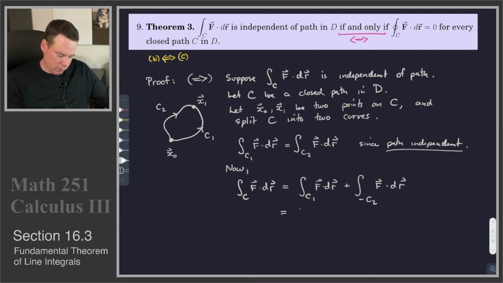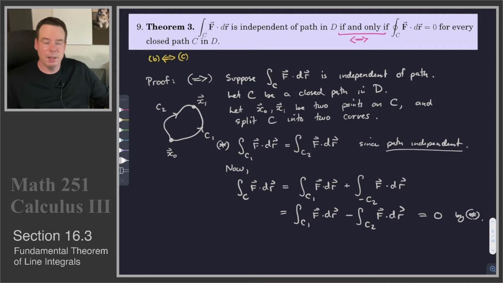And that's equivalent to the integral along C1 of f dot dr minus the integral along C2 of f dot dr. But from this equation star, we know that those two integrals are equal. So this is equal to 0 by star. And so that means for any closed path in D, that's what we started with. Our second sentence is, let C be any closed path in D. We've just got that the integral is equal to 0.